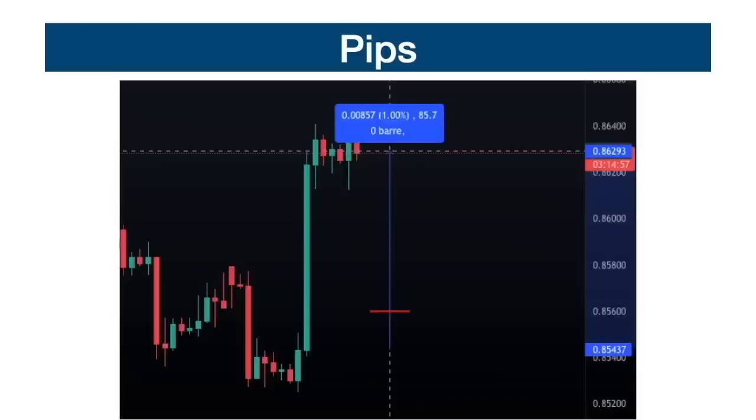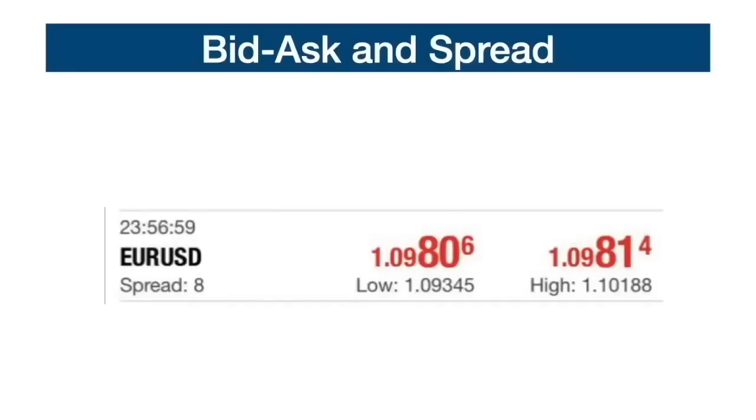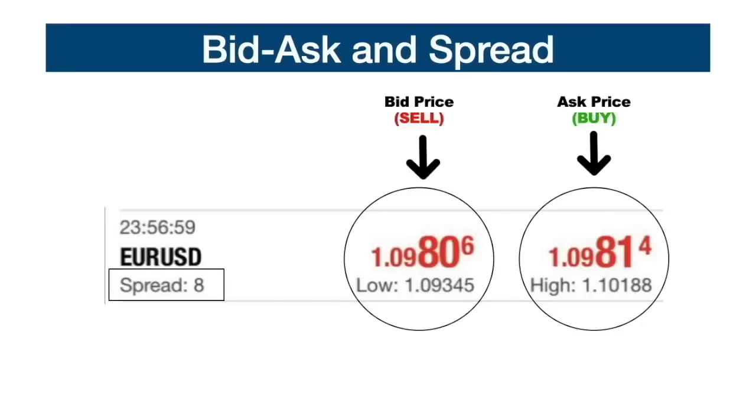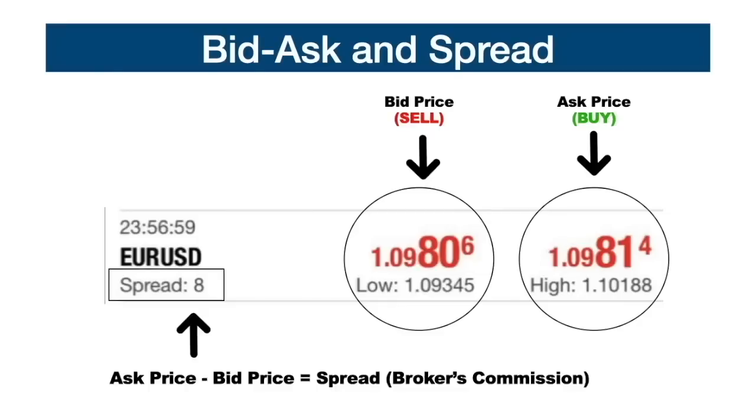A pip, therefore, is the smallest unit of measurement in currency pairs, which allows us to calculate the length of the various price fluctuations. In most financial markets, for each asset, you will find a price to buy and a price to sell. The price to buy is called the ask price, and it is the higher price of the two. The price to sell is called the bid price, and it is the lower price of the two. The difference between the ask price and the bid price is known as the spread. The spread is simply the broker's commission.